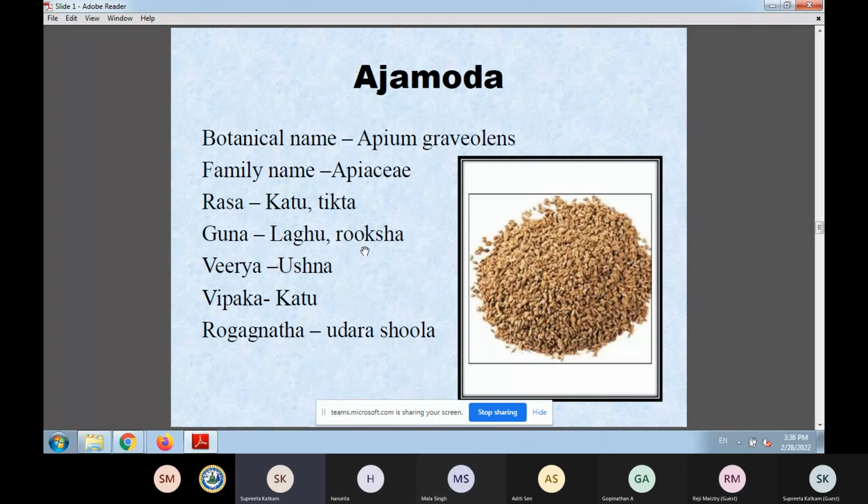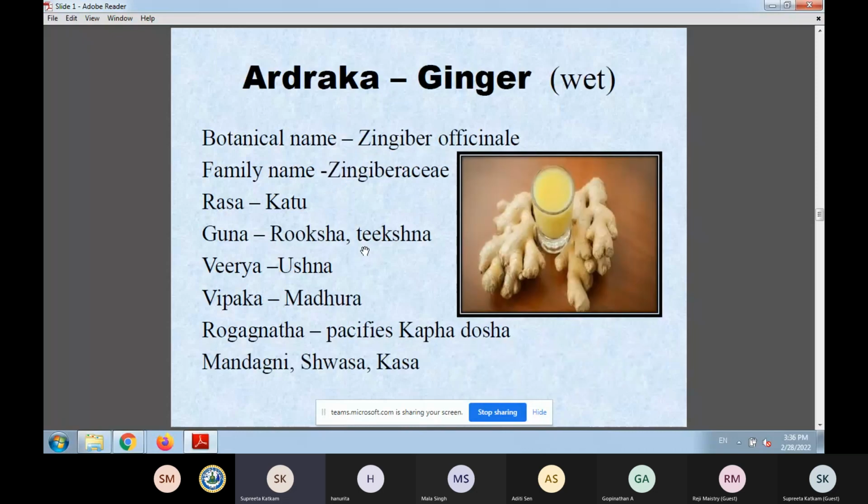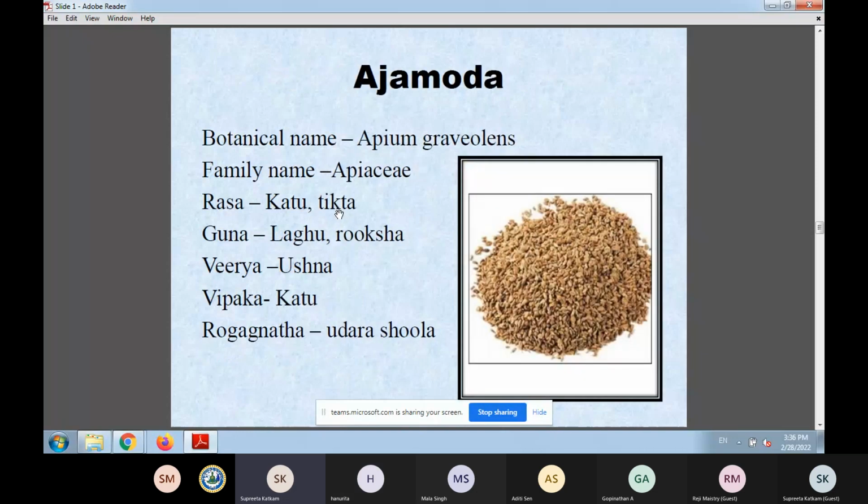So I told in the previous slide that ginger is having Katu Rasa, so it will help in reducing the Kapha dosha in the body. Similarly here, Ajamoda is having Katu and Tikta Rasa. It is also having an effect on Kapha dosha in the body. Also, it is having an effect on Vata dosha in the body. Why? Because it is Laghu, Ruksha and Ushna Virya. It is helping in faster action.